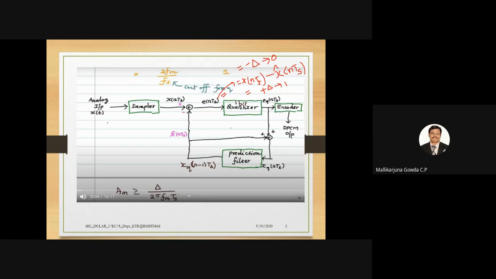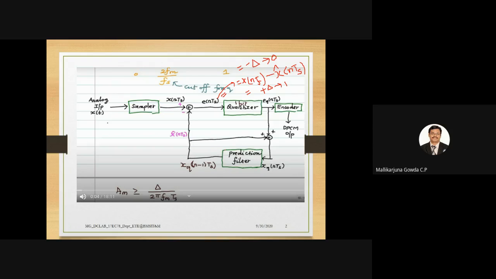Okay, is it fine? Yes, sir. EQ of nTs, you just see here, XQ of nTs, which is equal to what we have written here. EQ of nTs is one input. Another input is this one, X hat of nTs, which is nothing but a delayed version of XQ of nTs. Okay, this prediction filter is nothing but a delay element. So that is why it is written as XQ of (n minus 1) Ts. Okay, so one input will be EQ of nTs, another input will be XQ of (n minus 1) Ts. Okay, that is nothing but XQ of nTs.